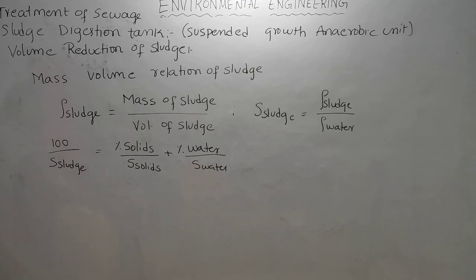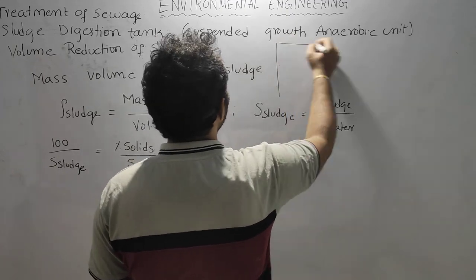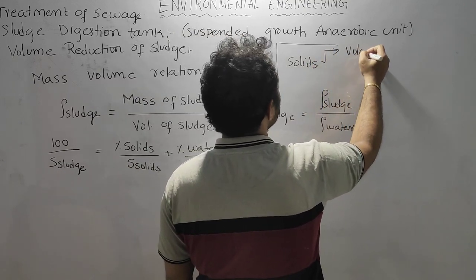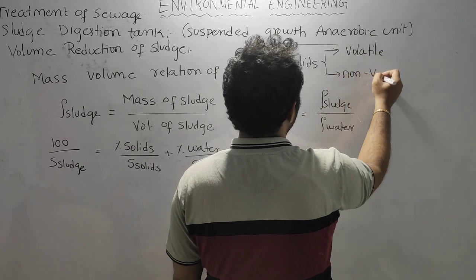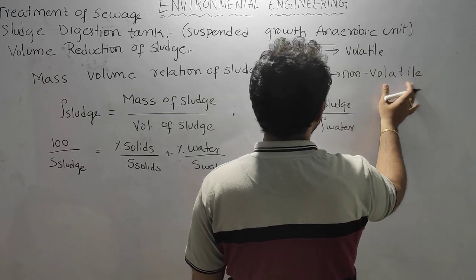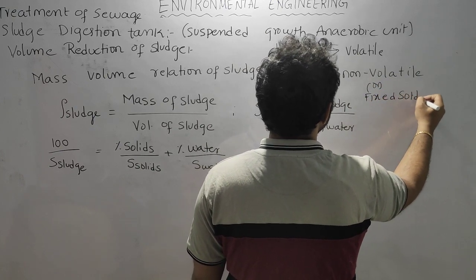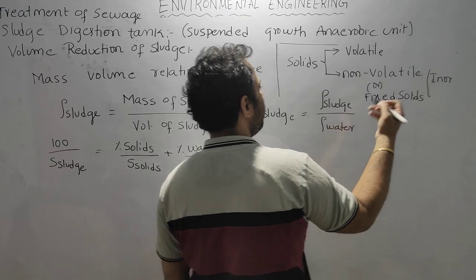And again solids, if you look at the solids in the sludge, there will be volatile solids and non-volatile solids. Solids are of two types: one is volatile and the other is non-volatile, or fixed. So this is fixed solid. Fixed solids are called inorganic solids, like silt, clay, these kinds of inorganic solids.